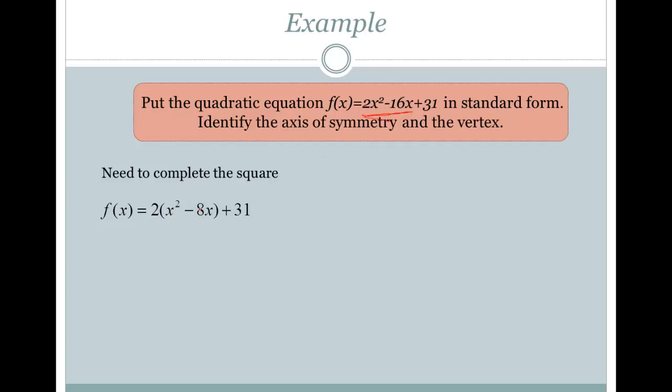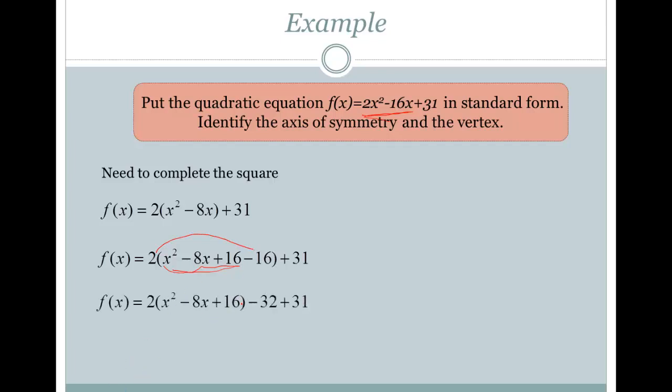Inside the parentheses, I have to take half of negative 8, which is negative 4, and square it. So it's plus 16 minus 16. Again, I'm not changing the value here. I'm interested in this part right there because that's going to be my perfect square. So I want to bring this outside the parentheses. But before I do, I have to distribute that 2. And so I'm going to rewrite it like that. That's why this is negative 32, because I multiplied by 2 and brought it outside.